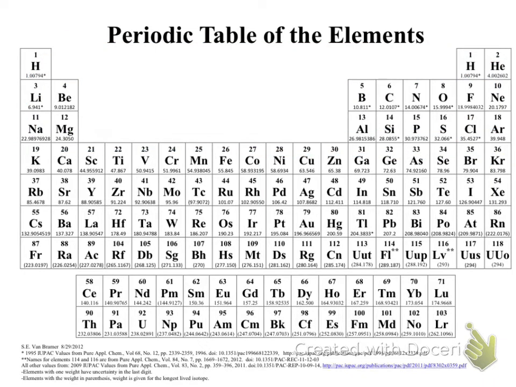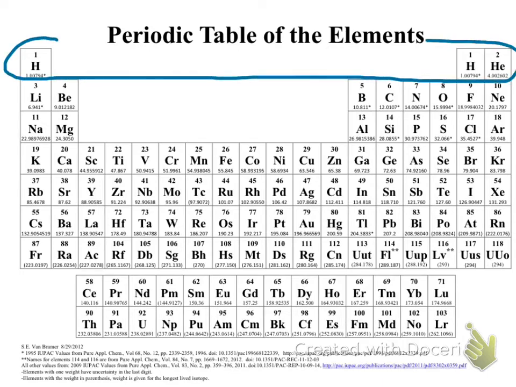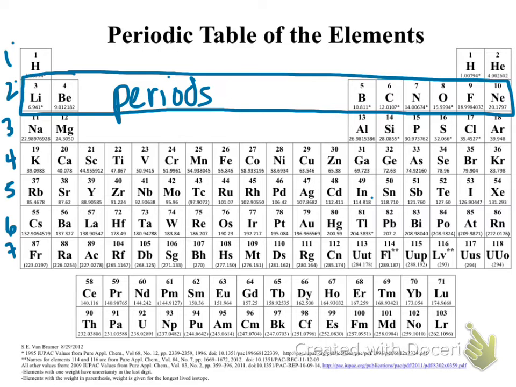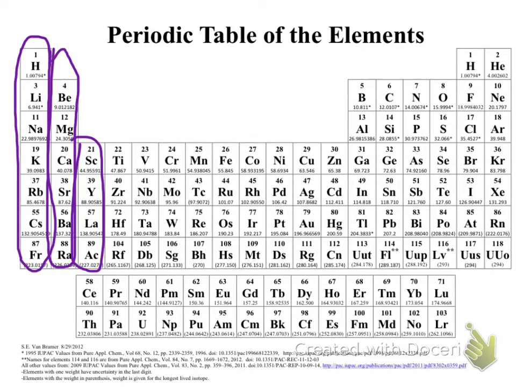You should know that in addition to being organized by increasing atomic number, it's important to realize that the periodic table is also organized into rows and columns. So the rows go side to side, just like a row of seats in an auditorium, and these are called periods. So we have period 1, 2, 3, 4, 5, 6, 7, and on and on and on. The other way in which the periodic table is organized is into columns, and these columns are called groups.